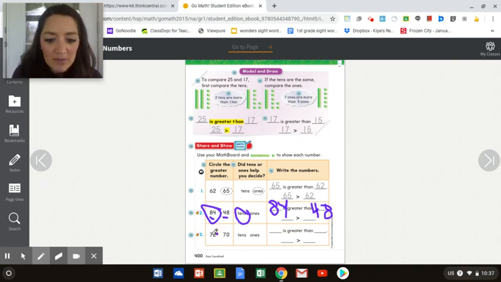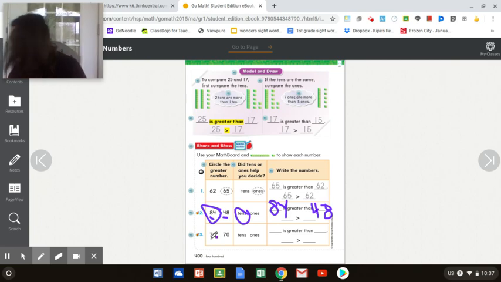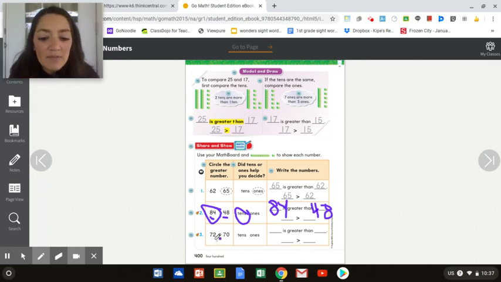Okay, so let's look at this next one. We have 72 and 70. Uh-oh. Well, the tens places are the same. So what do we need to look at next? When the tens places are the same, we look at the ones place. We have 2 and 0. Well, would you rather have $2 or $0? I would rather have 2. So that tells us that 72 is greater than 70.